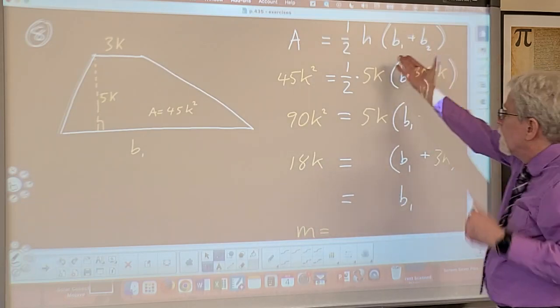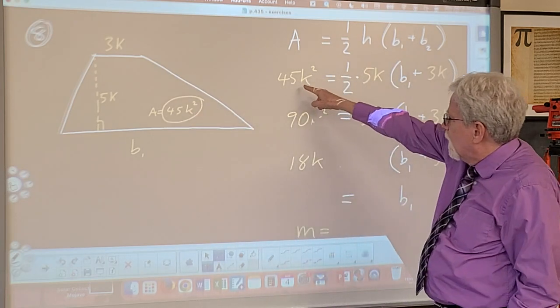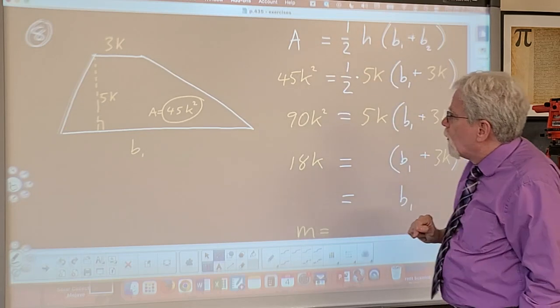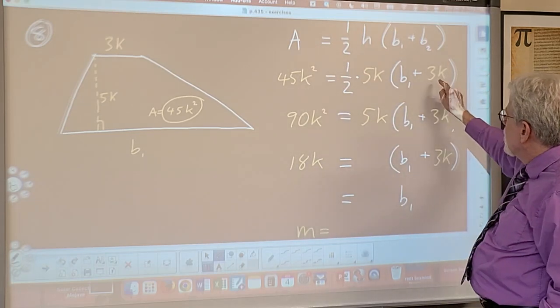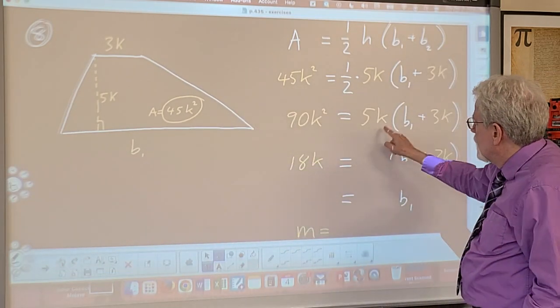So, we take our formula. We plug in what we know. We're told the area is 45k squared. There it is. Area, 45k squared. We're told one of the bases is 3k. There it is. We're told the height is 5k. There it is.